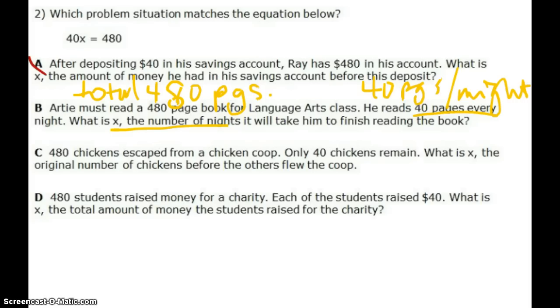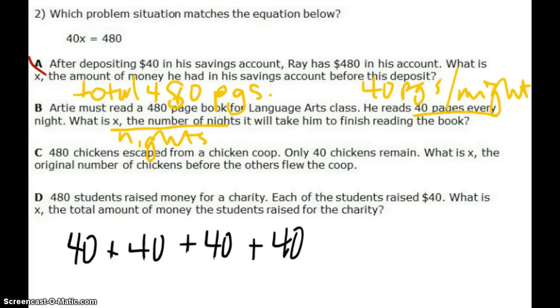What is X, the number of nights it will take him to finish reading the book? So X number of nights. Let's think about how we would set up this situation. I'm going to do it down here so I have more room. He reads 40 pages every night. So really what I'm going to do is add 40 plus 40 plus 40 a whole bunch of times until I get up to 480.